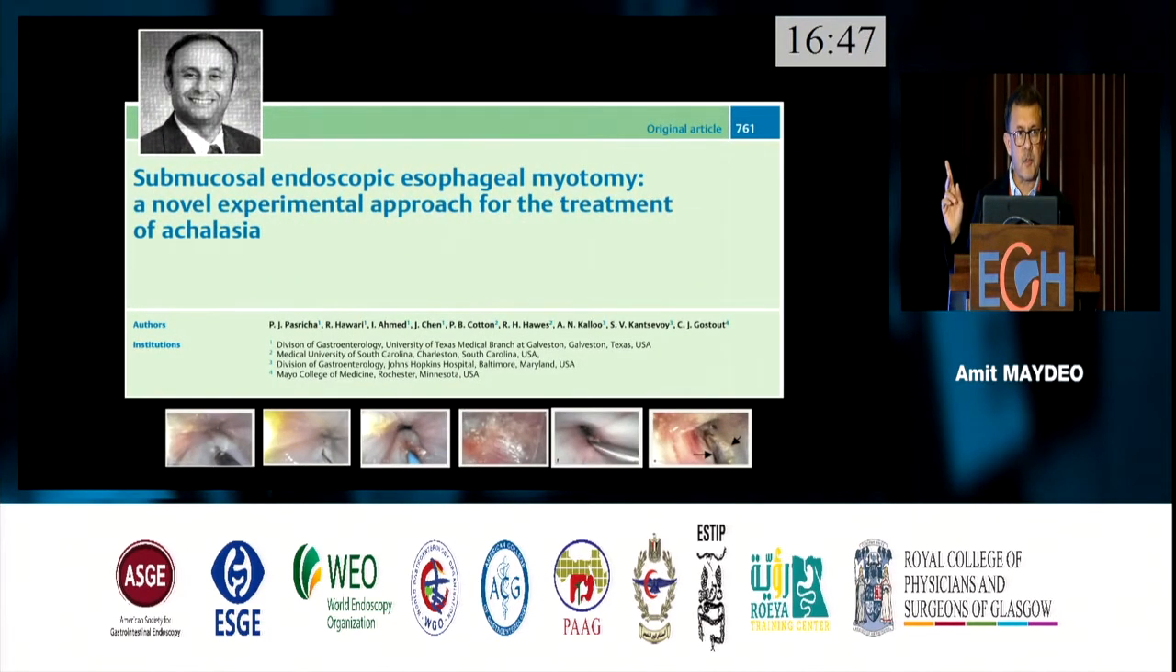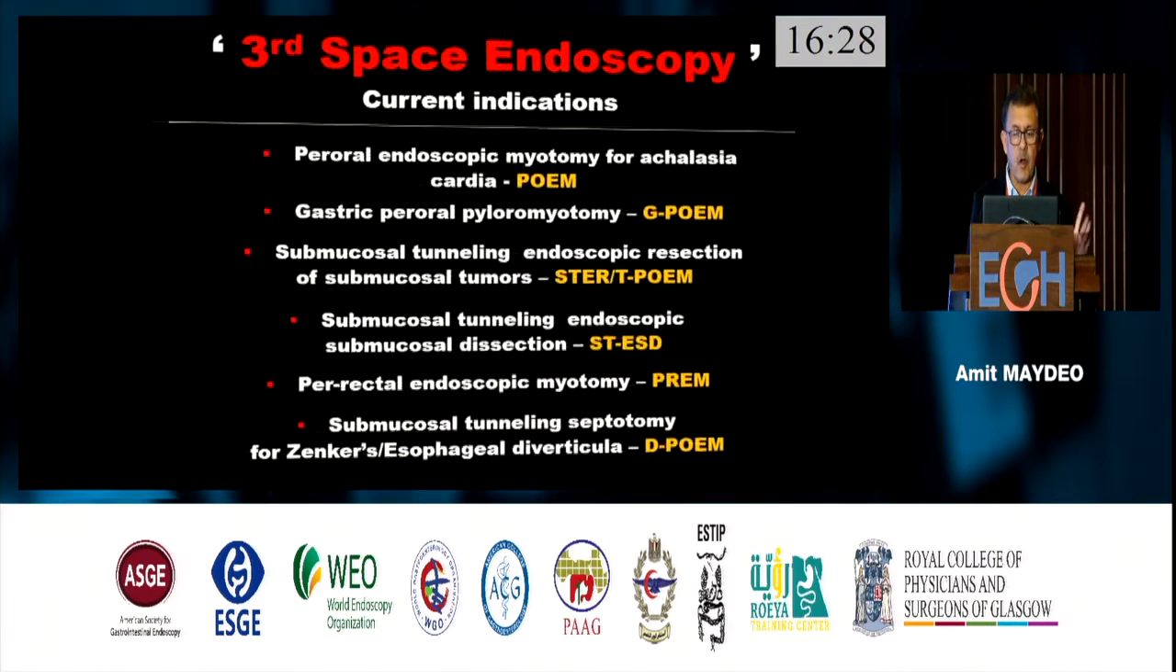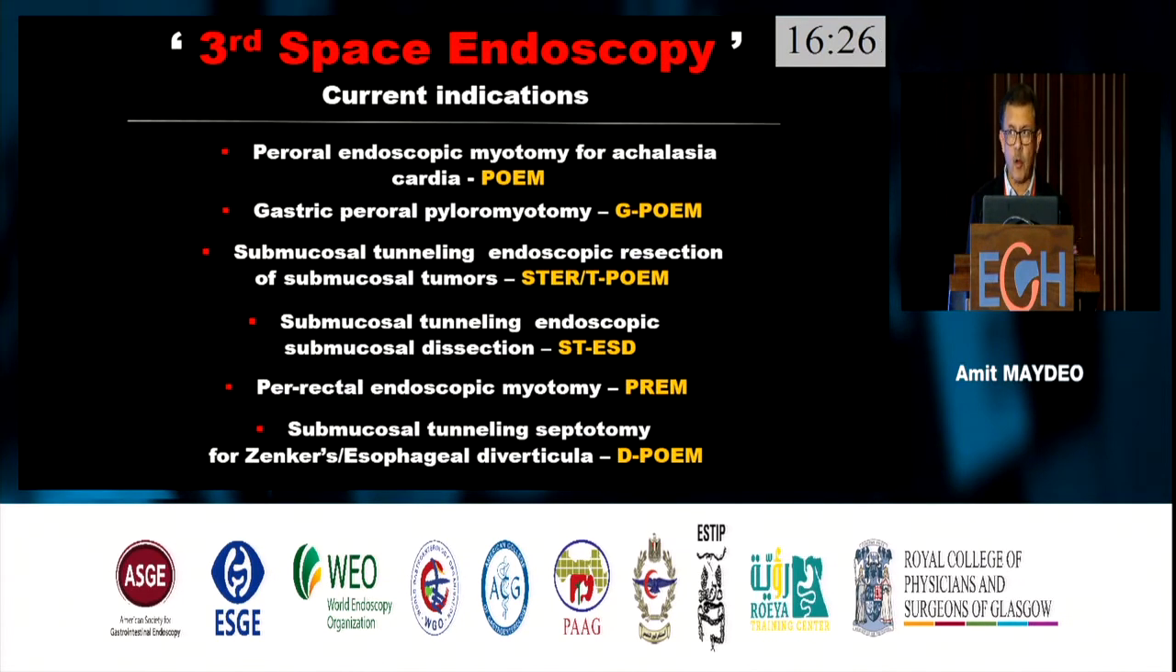Similarly, Pankaj Pasricha showed that you could enter the third space, the submucosa, cut the muscle of the esophagus completely, full thickness, so open the mediastinum, but leave the mucosa intact, and again close the mucosal incision. All the pigs survived. And this gave birth to the landmark procedure of per-oral endoscopic myotomy, or POEM, for achalasia cardia. And the first human study was done by Haru Inoue in Japan on 20 patients.